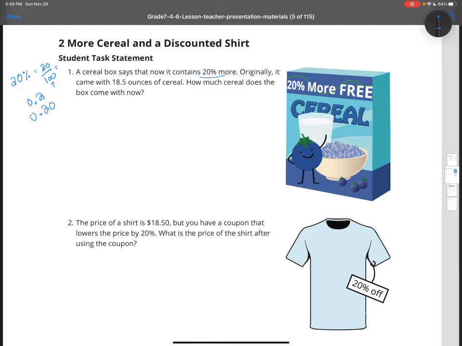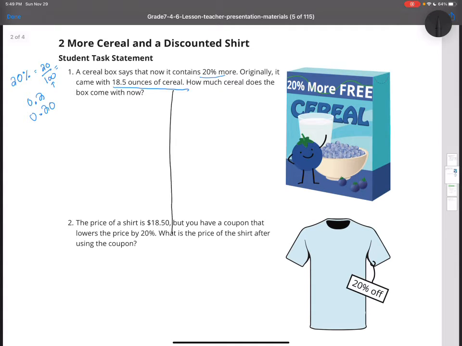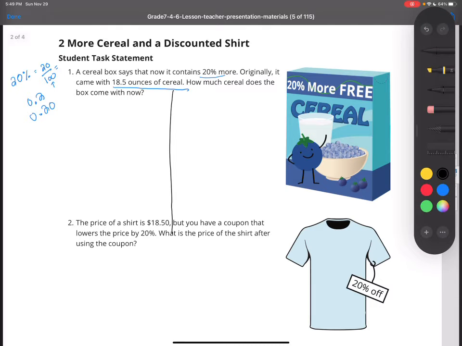So we need to do some annotations. We already annotated the decimal, but we need to start off with the original amount, which is 18.5 ounces of cereal, or 18 5/10. There are 2 ways I can solve this, and I'm going to split this problem in half. I'm going to start off with the first way in blue, which is finding out what is 20% of 18.5.